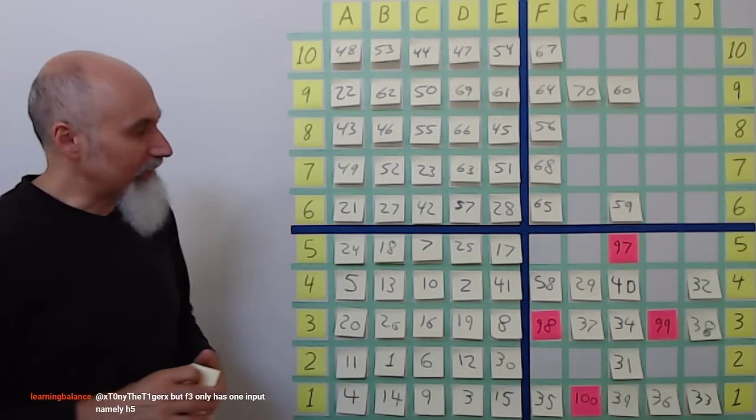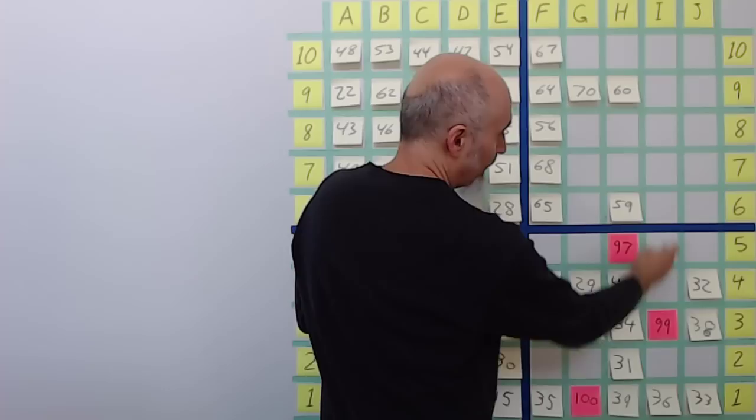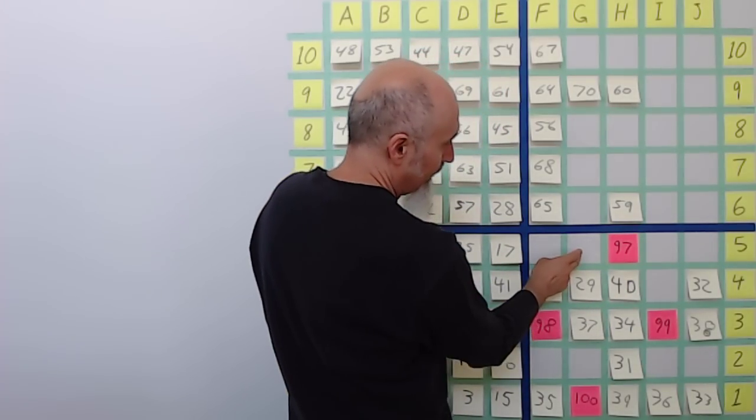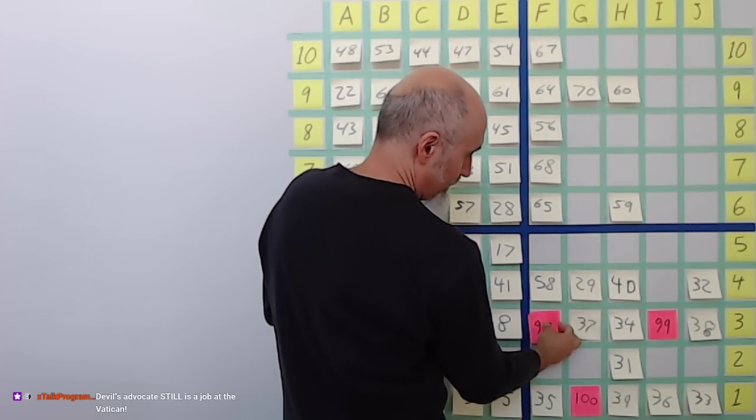G5 goes to 99. G5 goes to 99. Oh yeah, that's right. No, not G5. Oh yeah, G5 goes to 99. This goes to 99. Oh yeah, yeah. Never mind. These guys are right.